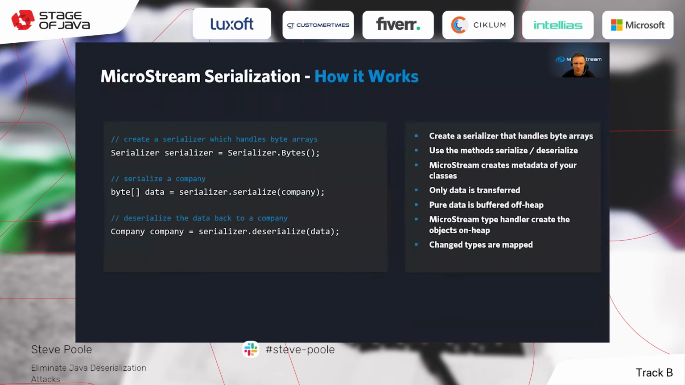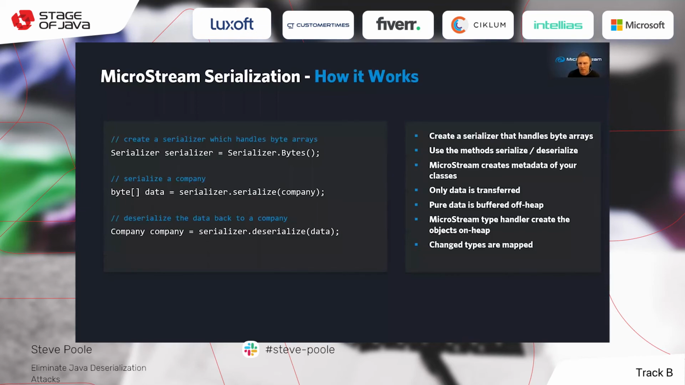How does it work? Using MicroStream serialization is really simple. You only have to create a serializer that handles byte arrays. So this is only one line of code. And then we have two methods, serialize and deserialize, and that's it.